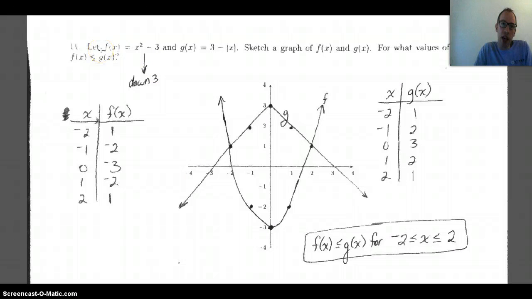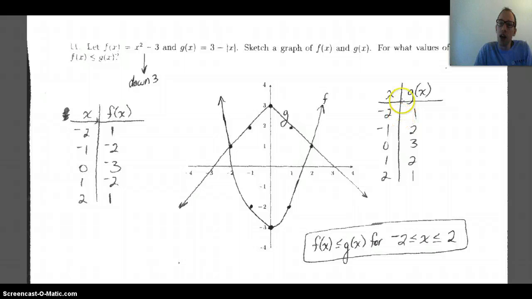So number 11 is a fairly difficult one. We have x² minus 3. What I would do is just draw y equals x², the standard parabola, and I know that that minus 3 at the end is going to shift it down 3. Another way you can do it is just put in several x values, find the y values, and then plot these 5 points, which is right here, here, here, here, and here.